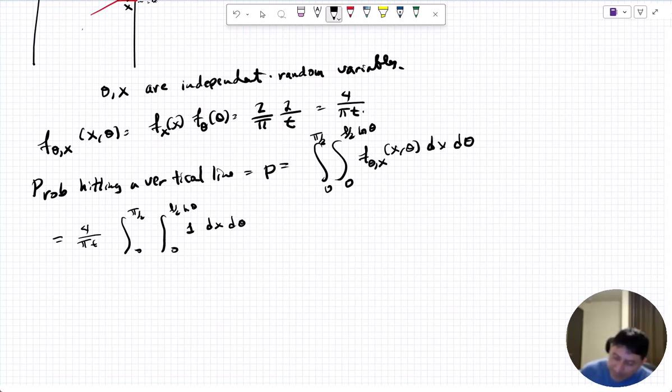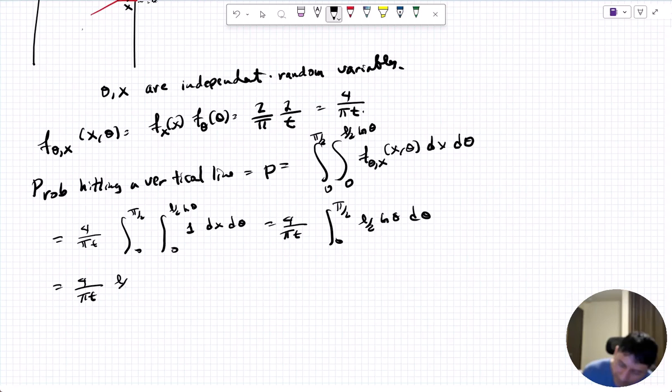So this is going to be equal to 4 over pi t, integral from 0 to pi over 2 of L over 2 cosine of theta d theta. So this is going to be equal to 4 over pi t times L over 2 times the integral from 0 to pi over 2 of cosine of theta d theta. The 4 cancels with the 2, so you get a 2 over here.